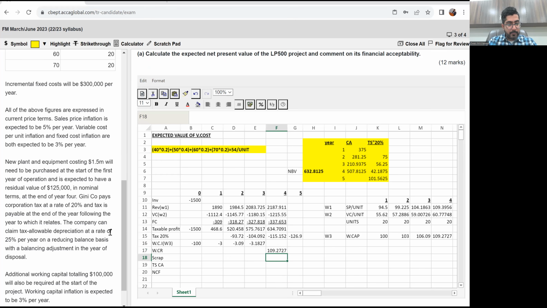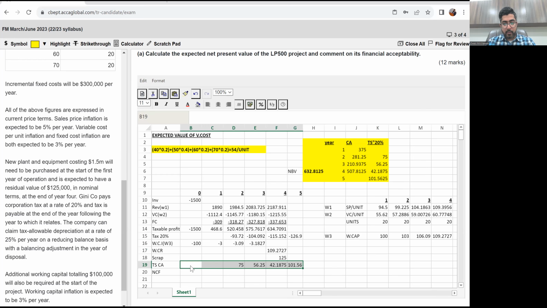Then scrap. What is scrap value? 125. After scrap, there is tax savings from capital allowances from year 2. So it's 75. Then 56.25. Then the K6 figure. And finally, the K7 figure. Okay, that would be it.